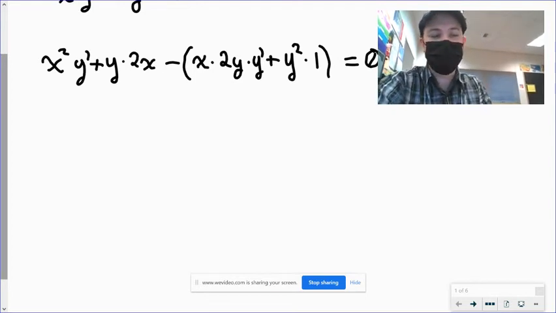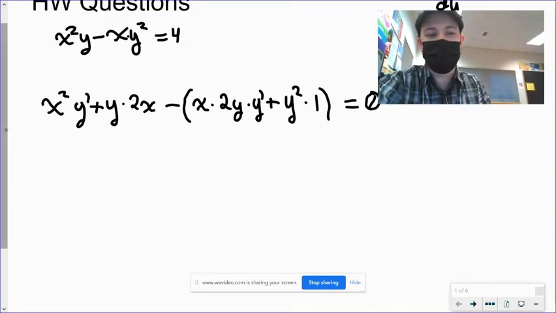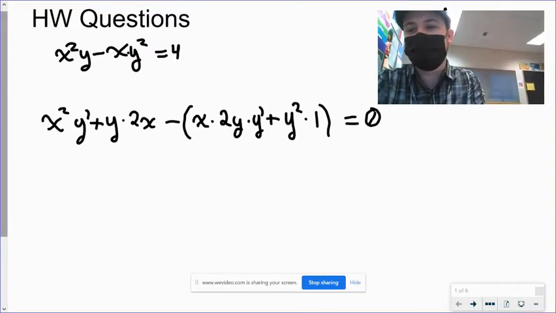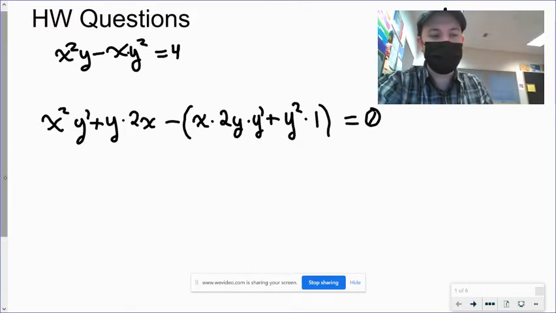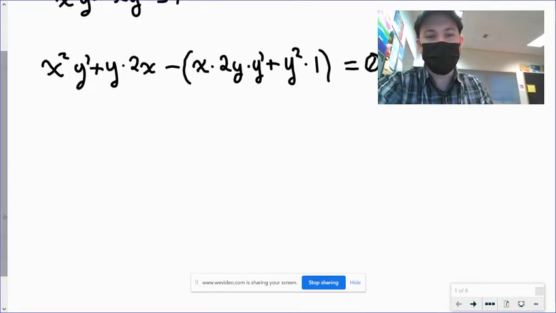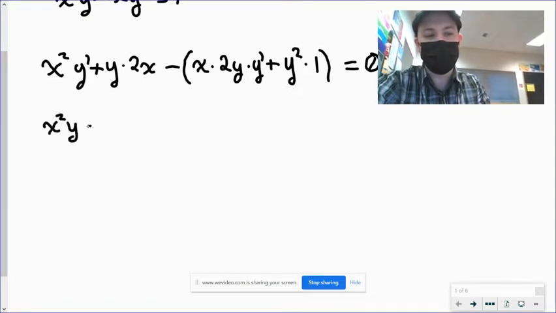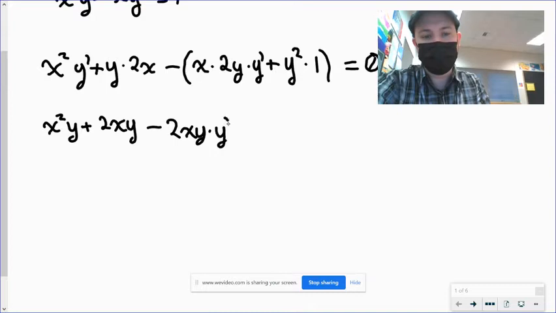All right. So remember, the target in this whole thing is to isolate dy/dx because we're trying to figure out something to do with our slope. So I'm going to try and isolate my y prime. First, I should probably get rid of those parentheses. So I have x squared y prime plus 2xy, I suppose, would be how I would rearrange that, minus 2xy y prime minus y squared. This equals 0.